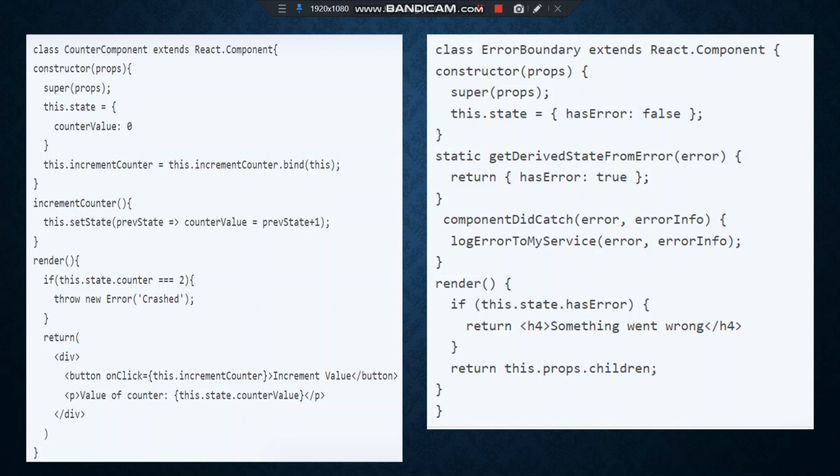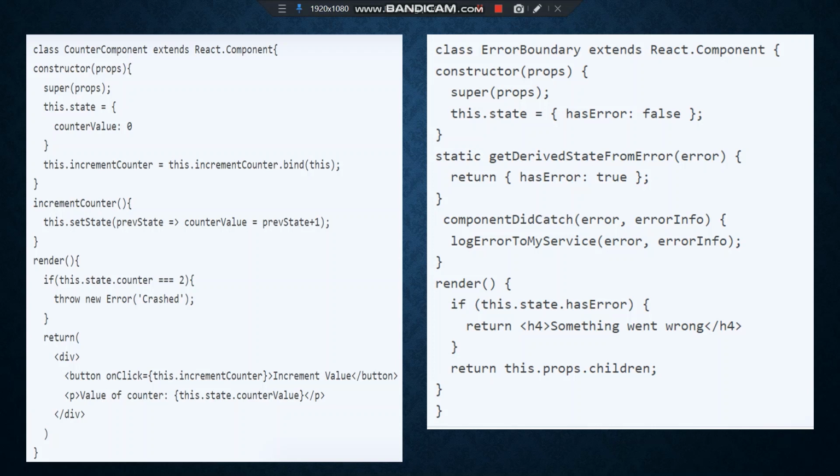As shown on the left side of the screenshot of the code, we can see when the counter value equals 2, we throw an error inside the render method. When we are not using the error boundary, instead of seeing an error, we see a blank page, since any error inside the render method leads to unmounting of the component. To display an error that occurs inside the render method, we use error boundaries.